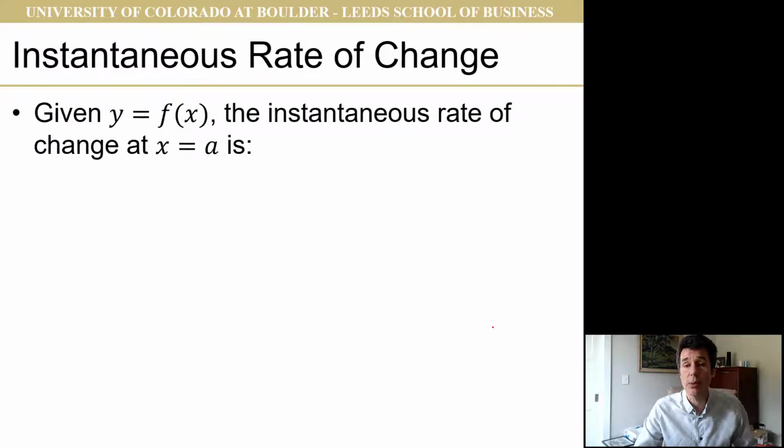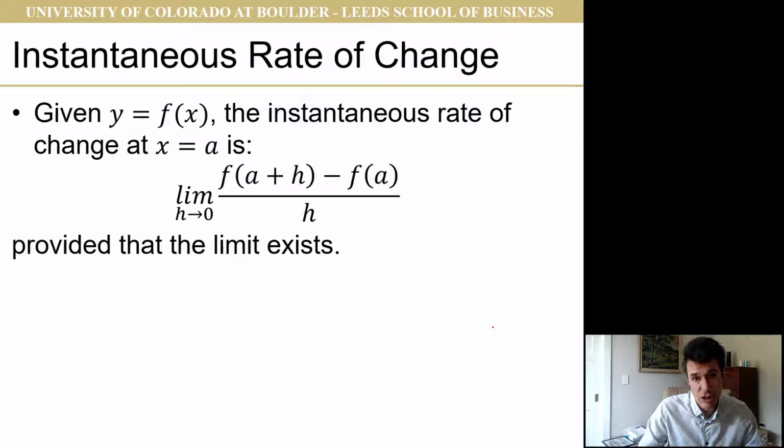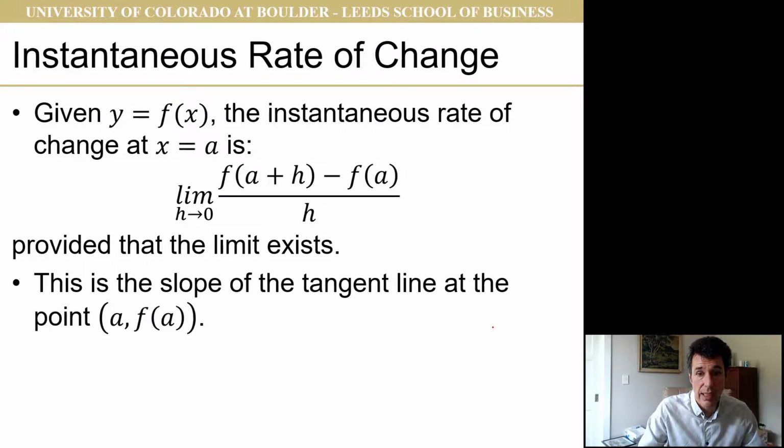Now, we can also define the instantaneous rate of change. Again, given y equals f of x, the instantaneous rate of change is when we make h really, really small. So we take the limit. The limit as h goes to 0 of f of a plus h minus f of a divided by h, assuming the limit exists. Again, this is the slope of the tangent line at the point a, f of a. And we'll see that later in class.